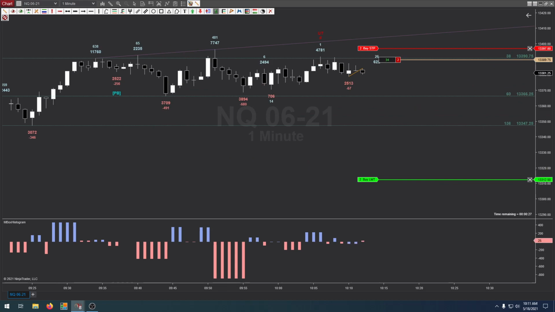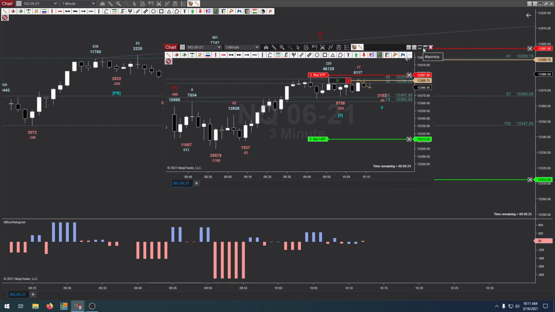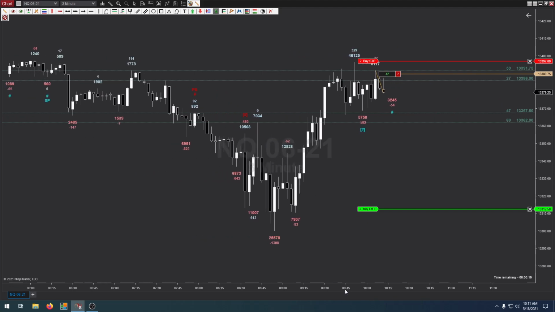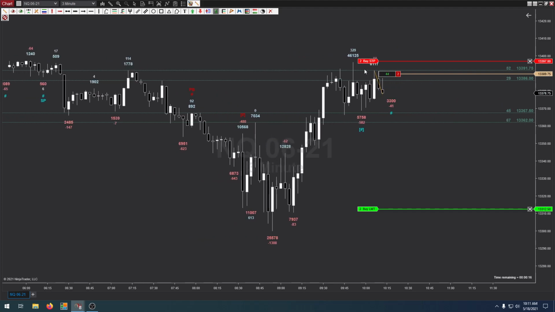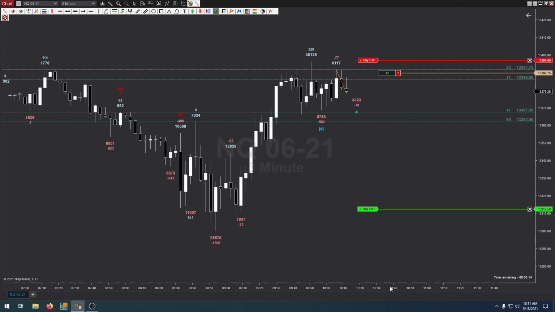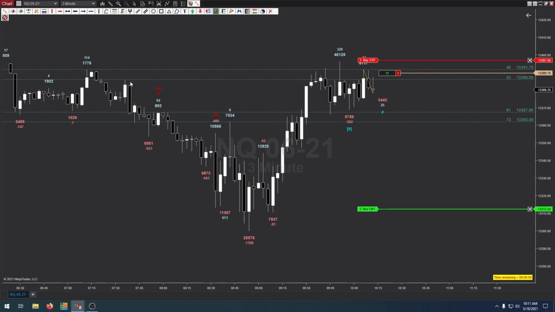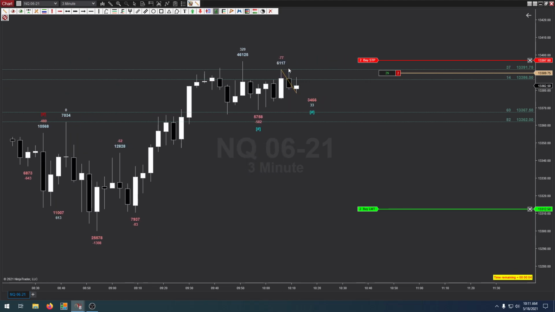So I don't know if I've shown the 3 minute. The 3 minute here has this level here. Nothing has closed above it. It's actually holding very well as resistance. And then this level here is from right there. This candle here closed below it. This candle here went up, retested it, and got a lower low here. So the sellers are trying. There's just not enough of them.